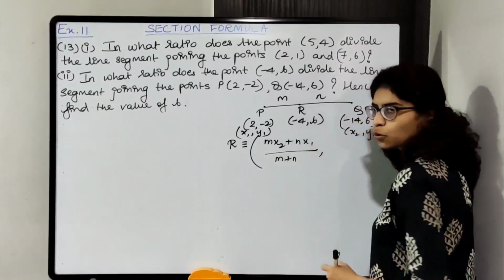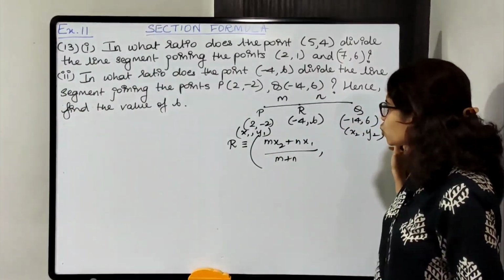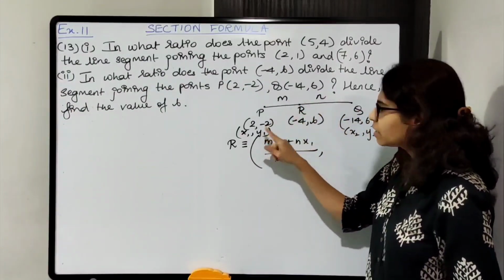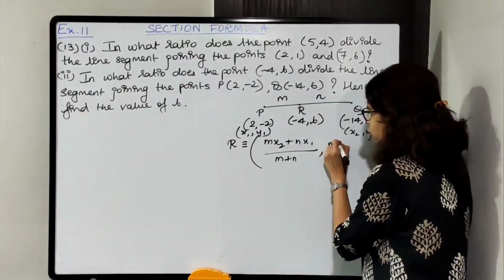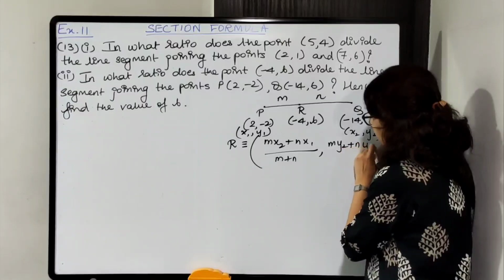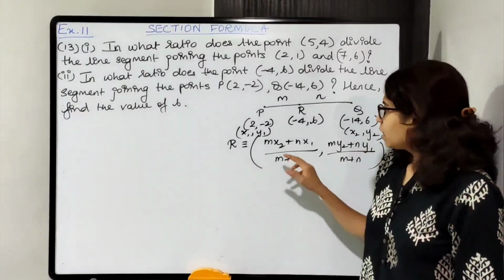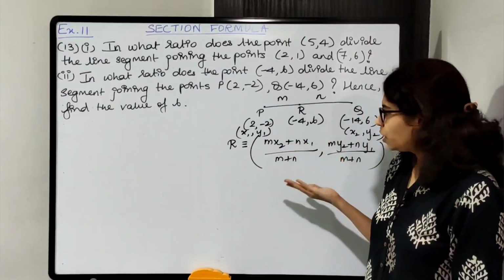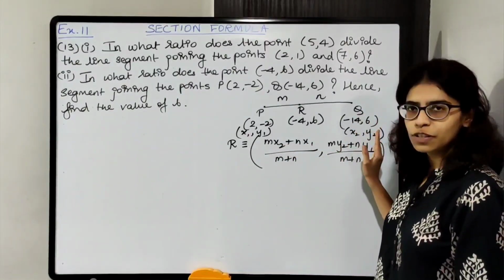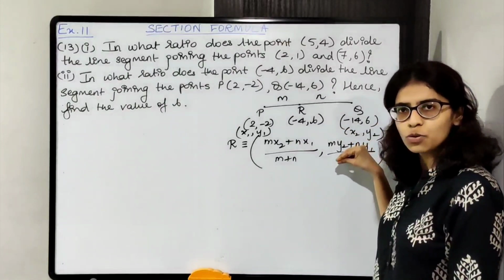ये x coordinate हो गया. y coordinate क्या हो जाएगा? my2 plus ny1 upon m plus n. x1 x2 we know, y1 y2 also we know. So we'll put the values over here.